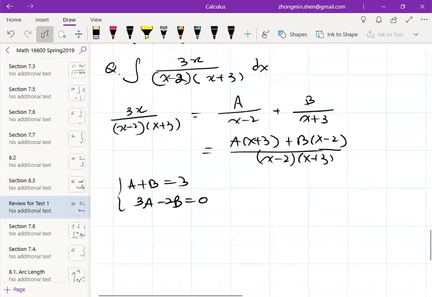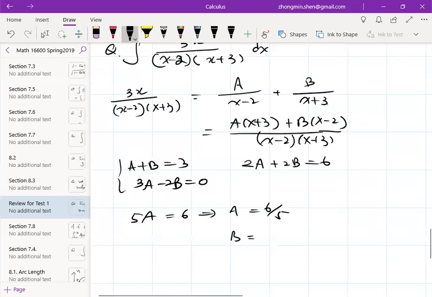All right, to solve this, I'm going to multiply the first equation by 2. Then I add it to the second equation. I get 5a equals 6, so a is going to be 6 over 5. Then b is going to be 3 minus 6 over 5. 15 minus 6, I think it's 9 over 5, yes.